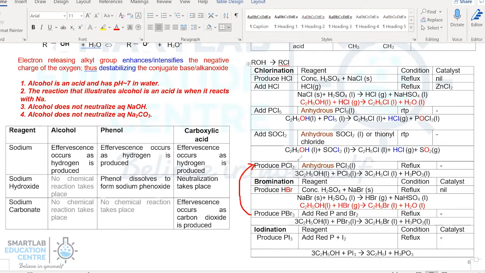Do note that in the chlorination, we could also use anhydrous PCl3, and the reaction is actually the same as that of using PBr3. Iodination. In iodination, we could only use red phosphorus reacting with iodine to produce PI3 in situ, because PI3 is just too unstable, and therefore needs to be produced in situ such that it can react with your alcohol. And the reactions and the products of these 2 reactions are fairly similar as well.